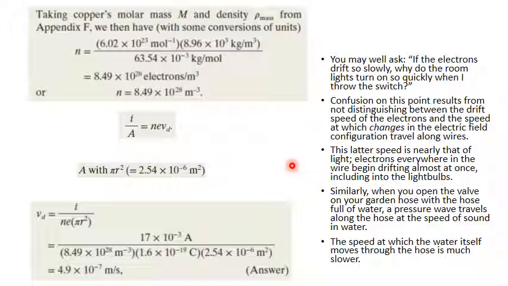It is quite similar to when you open the valve of a garden hose, when the hose is full of water. The pressure wave travels along the hose at the speed of sound, but the speed of the water itself is very slow compared with the speed of sound. That's why the drift velocity is very small, but effectively, when you turn on the switch, the light turns on at the same moment. Okay?